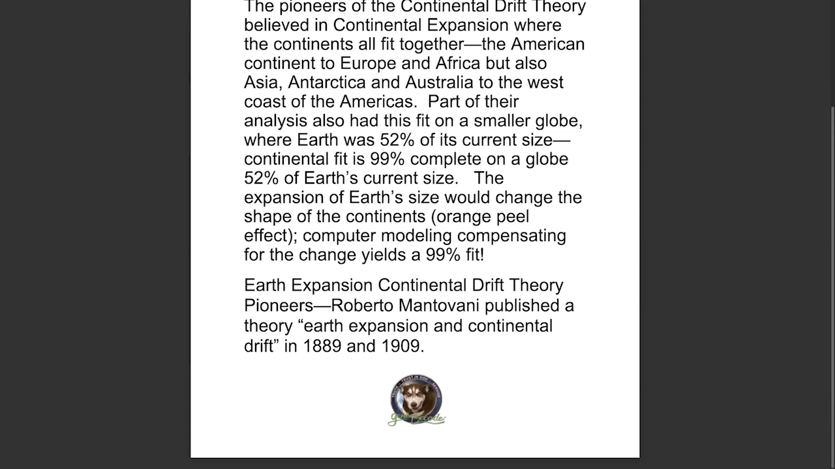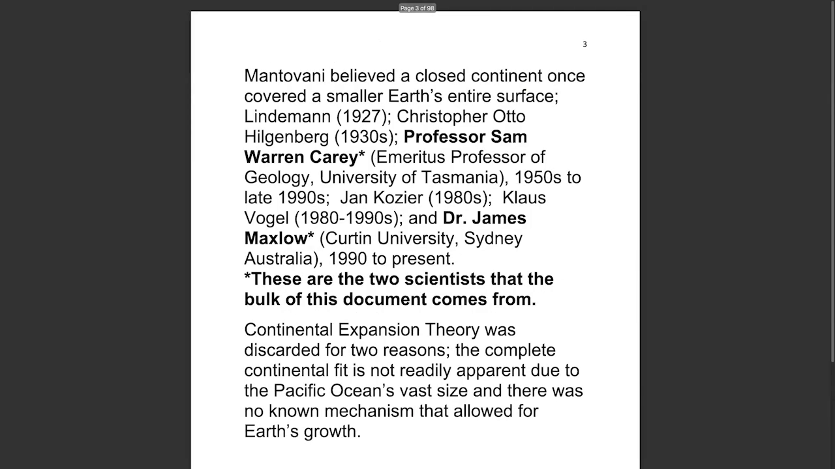Earth expansion continental drift theory pioneers. First was Robert Mantovani, who published a theory on Earth expansion and continental drift in 1889 and 1909. Mantovani believed a closed continent once covered a smaller Earth's entire surface. Lindemann in 1927, Christopher Otto, Hilgenberg in the 1930s, and pivotal to this entire dissertation are two people highlighted here.